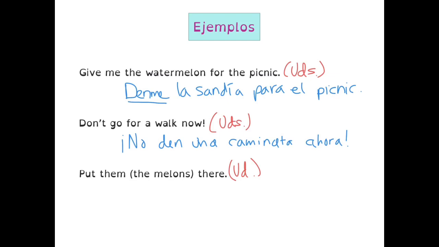And lastly, put them, what's them? The melons, there. "Póngalos allí." Now we've got a verb combo with the object pronoun "los" for them, and that overall total is 3 or more syllables, so we've got to make sure we don't forget that accent mark.